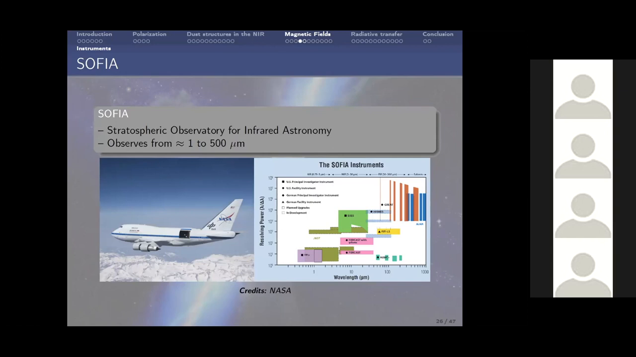which is the NASA Stratospheric Observatory for Infrared Astronomy. The telescope is aboard a plane, which means we can go to a higher layer of the atmosphere and get rid of some of the absorption bands. That allows us to observe between 1 micron and 500 microns. These are the different instruments on the right-hand side, with a lot of different resolving powers and wavelength coverage. But the one instrument I'm really interested in is HAWC+, the one in the bottom right corner in green.